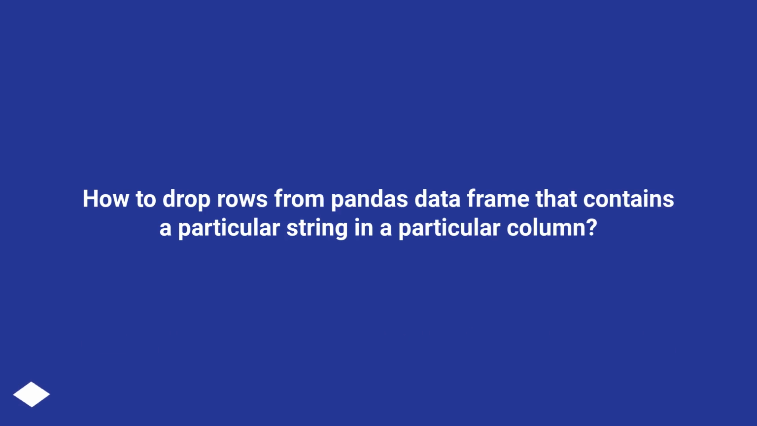How to drop rows from pandas data frame that contains a particular string in a particular column?